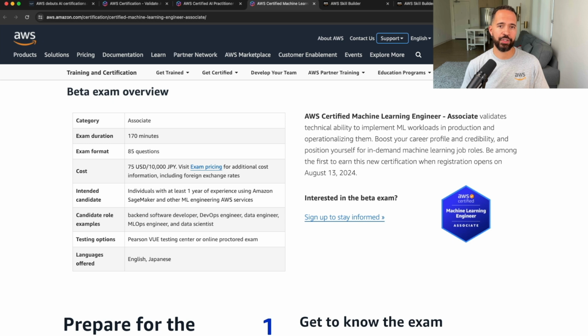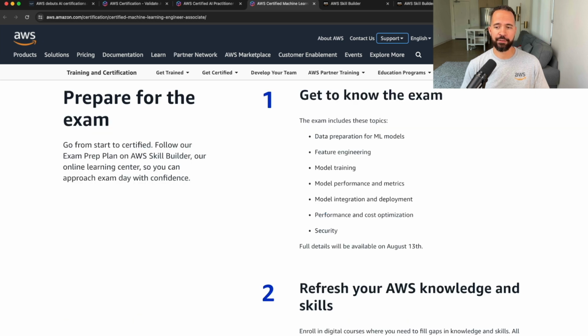Regarding exam topics for this certification, you're going to need to know how to prepare data for machine learning models, be familiar with feature engineering, model training, model performance and metrics, model integration and deployment, performance and cost optimization, and wrapping it all up in security. So there's going to be a lot of getting the data prepared, training the model, evaluating that performance, cost optimization, which kind of bleeds over into Solutions Architect Associate principles, and always making it secure.